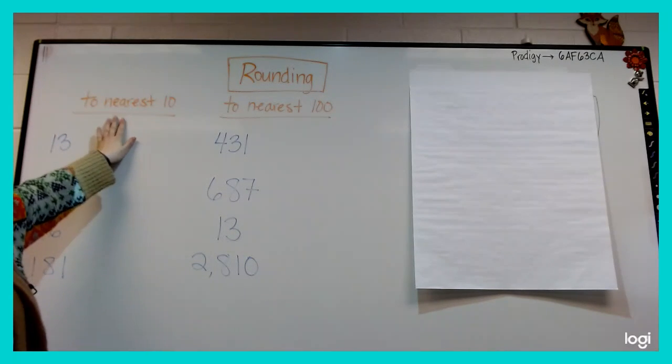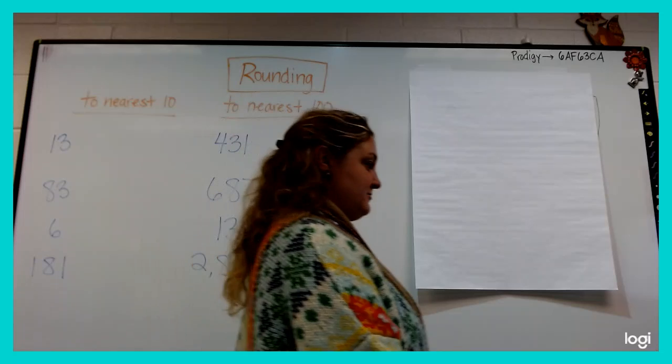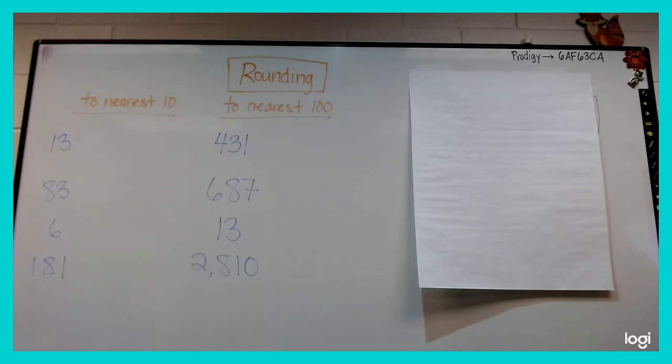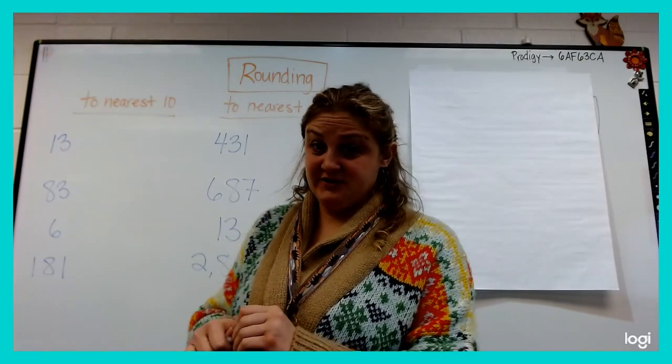Rounding to the nearest 10. I provided you 4 numbers over here. So if you want to go ahead and write them down, we are going to round all 4 numbers to the nearest 10. We've got 13, 83, 6, and 181. So go ahead, write those down real quick on your whiteboard. Okay, I'll review quickly how I've taught you to do this.